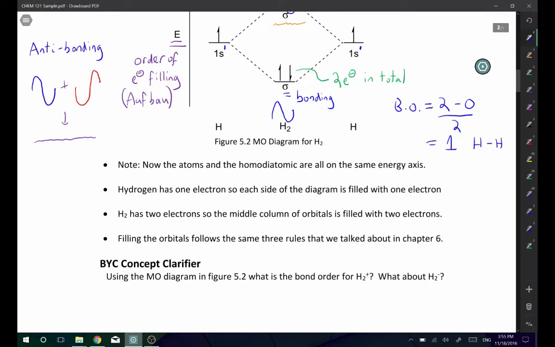So I've written this in words here. H2 has 2 electrons. The middle column of orbitals is filled with 2 electrons. It's always the same combination.